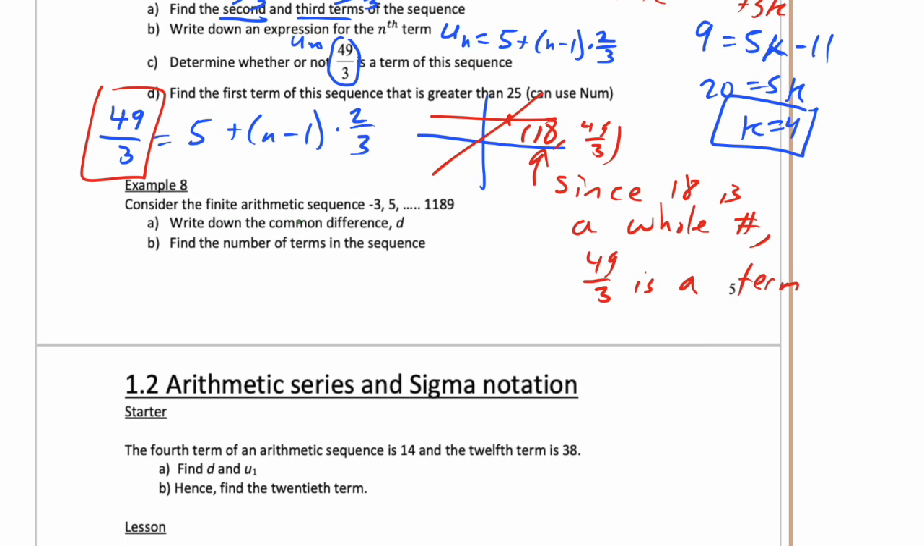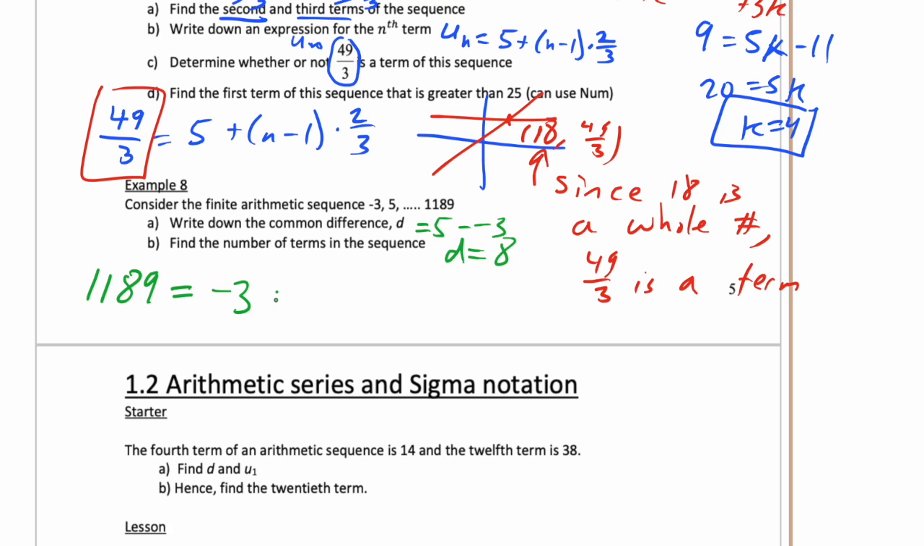Lastly, consider the finite arithmetic sequence. Write down the common difference. So d equals, we have these two values here, 5 minus -3, which equals 8. That's the common difference. For b, find the number of terms in the sequence. You can do the same thing we just did. 1189 equals, actually, not the same thing we just did. We did it before, though.